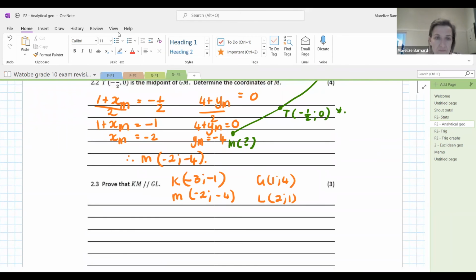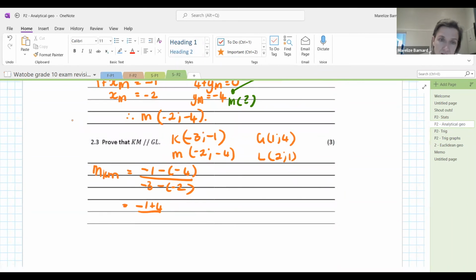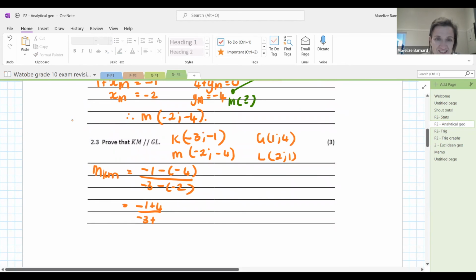Let's see. So we're going to calculate the gradient of KM. For KM, I'm going to take minus 1 minus minus 4 and divide it by minus 3 minus minus 2. And then minus 1 plus 4. You can do this on your calculator. I am just doing it in my head, I guess. Minus 3 plus 2. And then you get 3 over minus 1. And then it's minus 3.